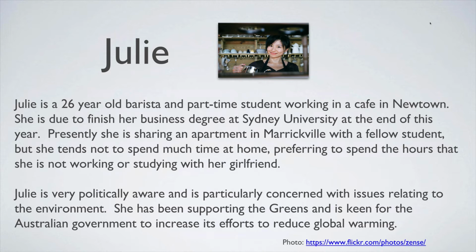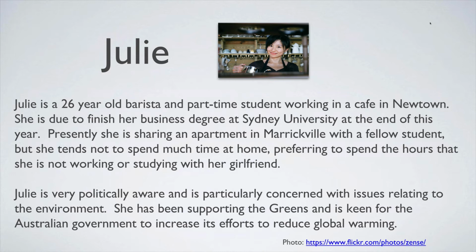So here's a simple persona. Julie is a 26-year-old barista and part-time student working in a cafe in Newtown. She is due to finish her business degree at Sydney University at the end of this year. Presently, she is sharing an apartment in Marrickville with a fellow student, but she tends not to spend much time at home, preferring to spend the hours that she is not working or studying with her girlfriend. Julie is very politically aware and is particularly concerned with issues relating to the environment, and she has been supporting the Greens and is keen for the Australian government to increase its efforts to reduce global warming. So, very quickly you get an idea of what Julie's about.